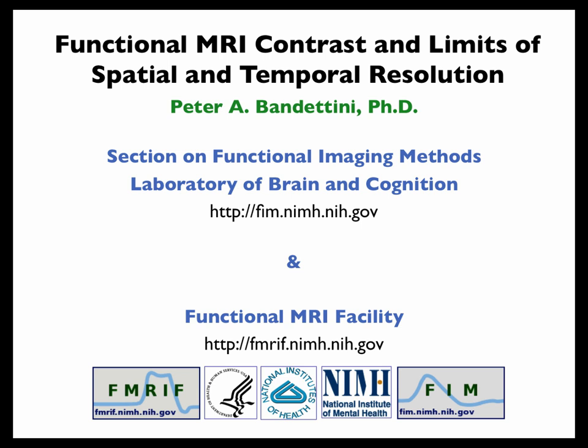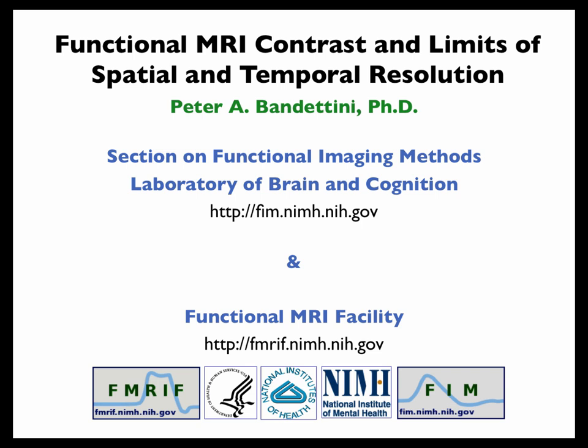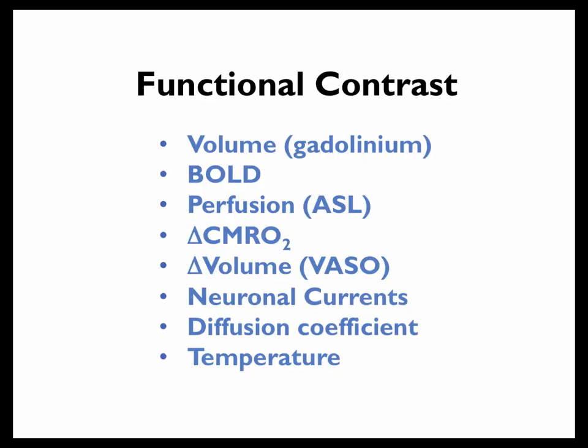Okay. So looking at functional MRI contrast and limits of spatial and temporal resolution. I'm going to start out with functional contrast and then talk about the limits of spatial and temporal resolution, and all the things that could limit spatial and temporal resolution. So the functional contrast in MRI can be divided. These are all the hypothetical contrasts that you can actually see with fMRI.